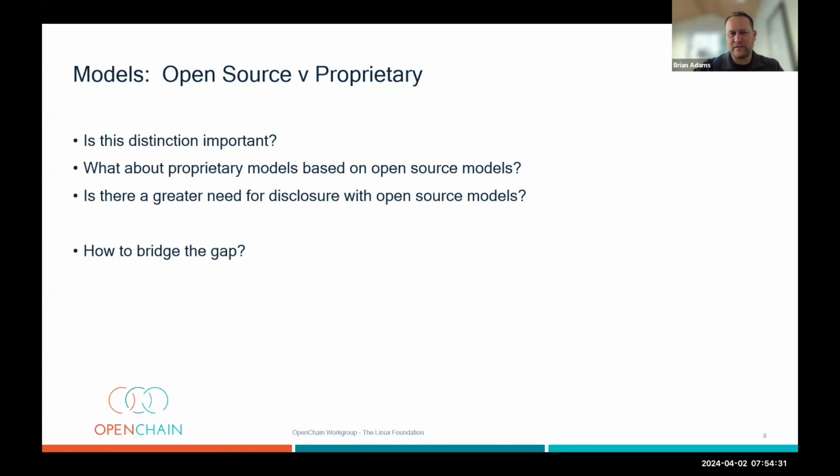I don't know if the distinction is important in the supply chain, but I'm raising this to point out the fact that a proprietary model does have that negotiated contract as a way to fill the gaps. So that's a segue to my last slide here.